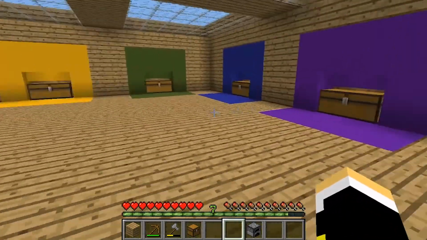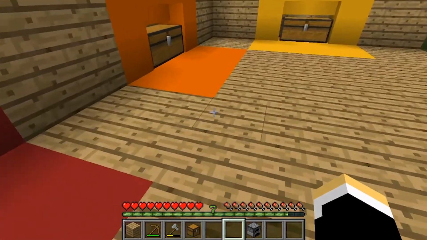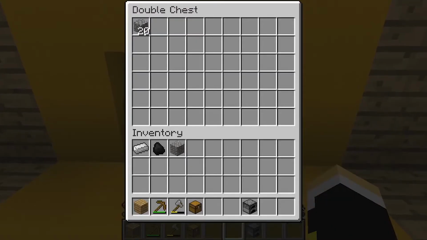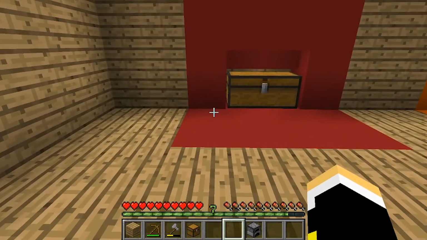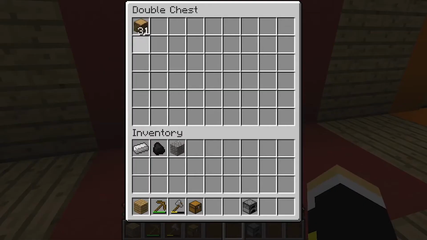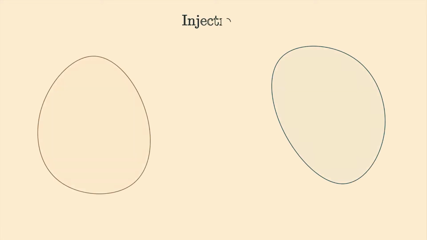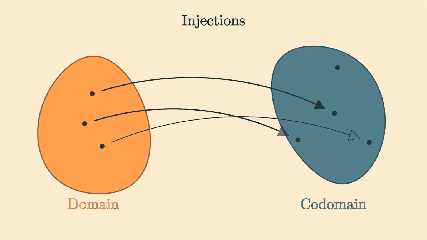Right now, Bob is configured so that each chest only holds one kind of item. The red chest only holds oak wood, the orange chest only holds dirt, and the yellow chest only holds cobblestone. That makes it super easy for me to find the oak wood because I know that if I go to the red chest, I will find oak wood and only oak wood. This is the idea of an injection. Injections have the property that any given element from the codomain can be matched with at most one element from the domain.